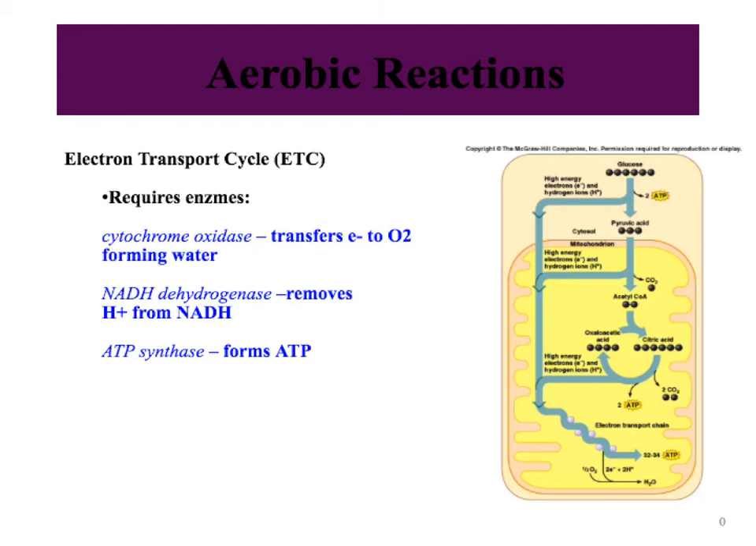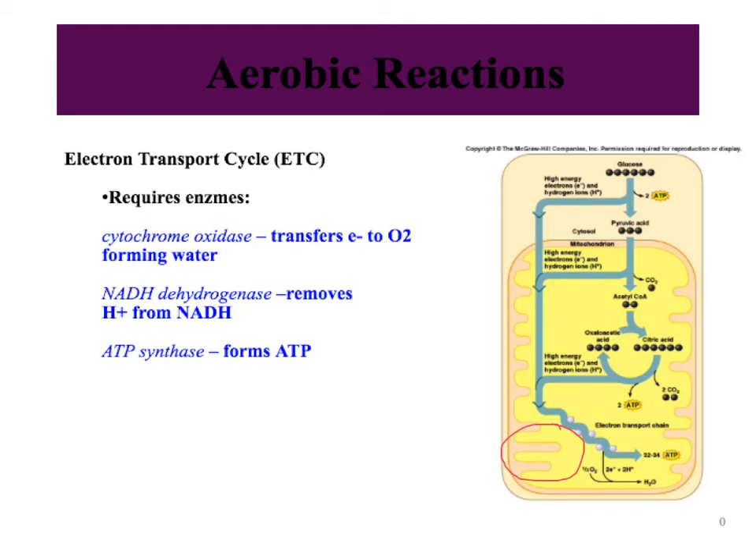ATP synthase uses the membrane found inside of the mitochondria to shuttle these high-energy electrons across that membrane. In doing so, it provides an electrochemical gradient. And that electrochemical gradient is the process where we help to form ATP.